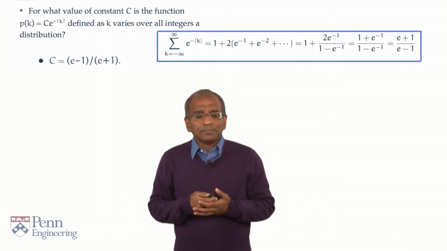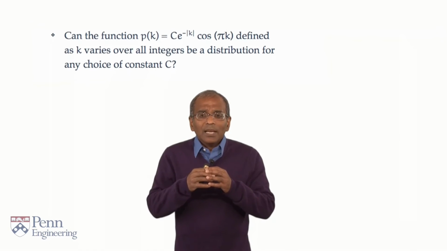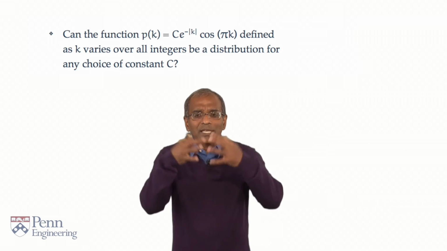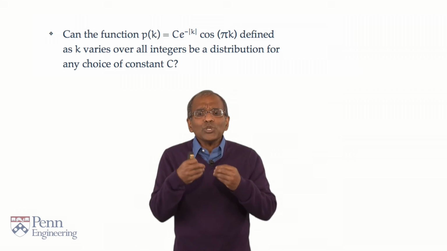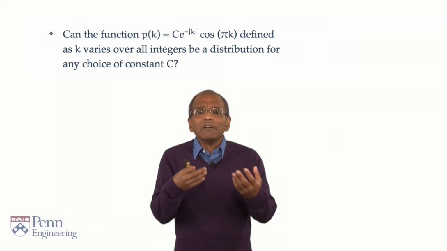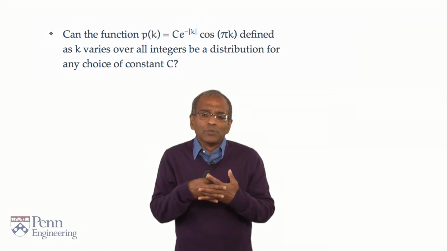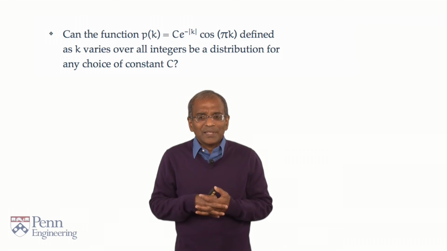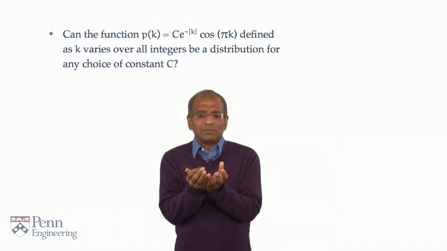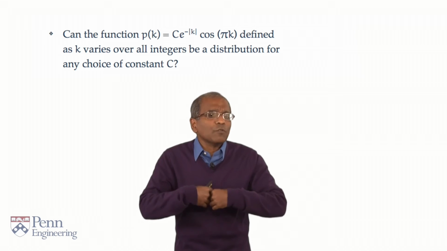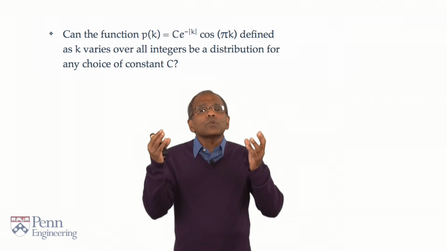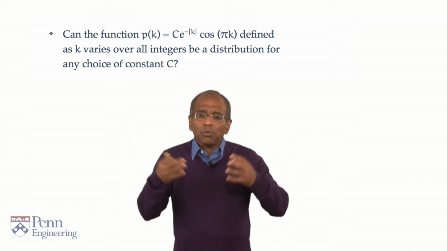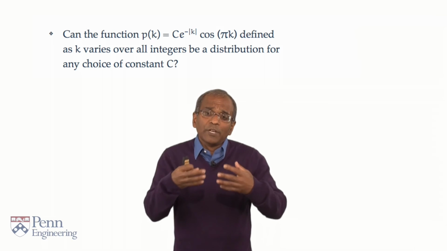Yet one more. Now I will take the function I've just given you, c times e to the power minus absolute value of k, and modulate it by multiplying it by a value which is no more than 1 in absolute value, cosine of pi times k. Can this function, defined as k varies over all integers, be a distribution for any choice of the constant c? Again, pause the lecture and see if you can verify this.